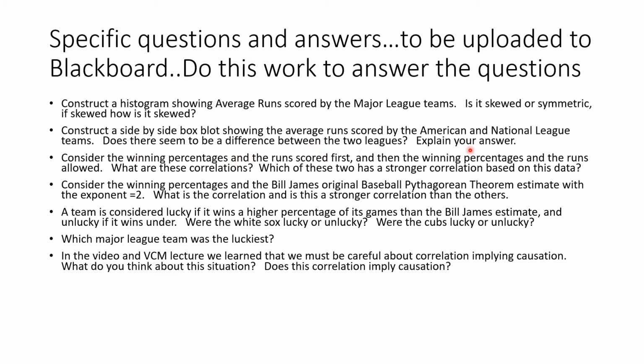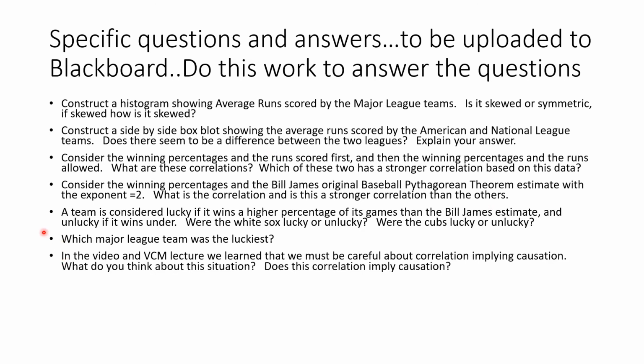And explain your answer. Consider the winning percentages and the runs scored first. Winning percentages and runs scored. And then we consider the pair of winning percentages and runs allowed. What are these correlations? Which of these two has a stronger correlation based on this data? Then you consider the winning percentages and the Bill James original baseball Pythagorean theorem estimate with the exponent equal to 2. What is the correlation here? And is this a stronger correlation than the others?